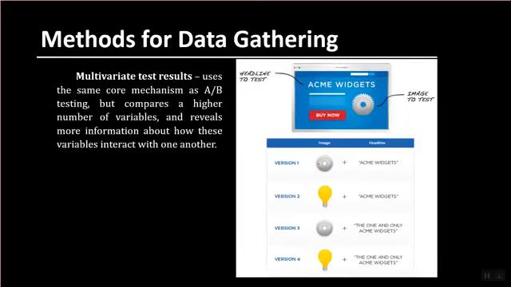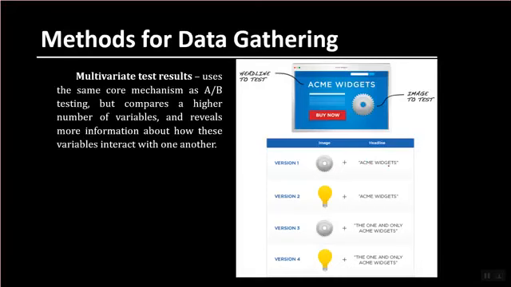So how about the multivariate test results? It uses the same core mechanism as A/B testing, but compares a higher number of variables. It reveals more information about how these variables interact with one another. Here we have the headline to test, and also the image to test. For example, in our version 1, we have this gear icon, plus the headline to test, which is ACME widgets.